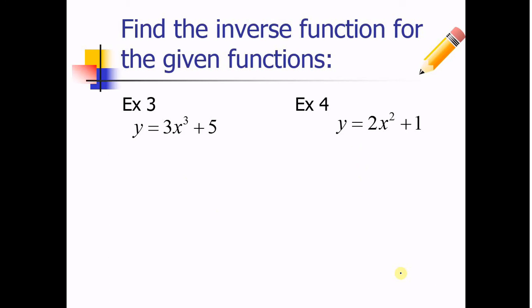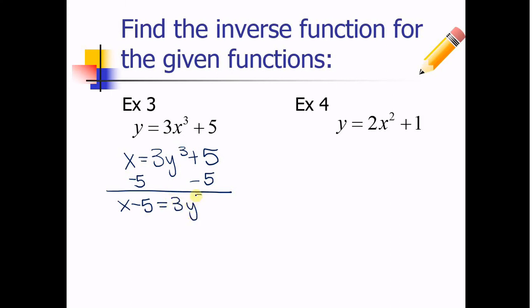Let's go for some little harder buddies here. So we have exercise 3. Y equals 3x cubed plus 5. So let's exchange x and y. Very first step. Start solving for y. So let's get that y cubed alone. So let's subtract 5 here. X minus 5 equals 3y cubed. Let's divide by 3. X minus 5 divided by 3 equals y cubed.